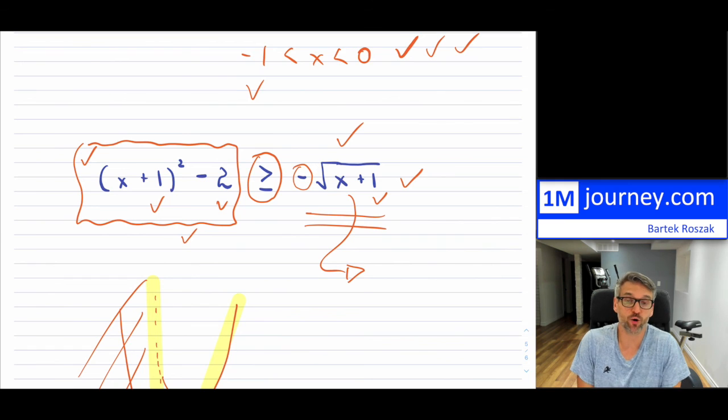All right, I hope this has given you some insight and some hints on how to tackle these nonlinear inequalities when you run into them.